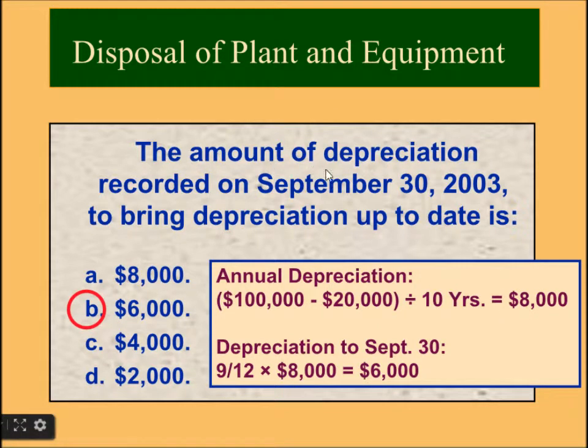So for calculating for the 3/4 of the year until the 30th September 2003, we will just multiply the fraction to get the depreciation for the partial year. 9 months divided by 12 months multiplied by 8,000 will give us $6,000. So on September 30, for that particular year, the amount of depreciation will be entered as 6,000 and not as 8,000. 8,000 is for the entire year.